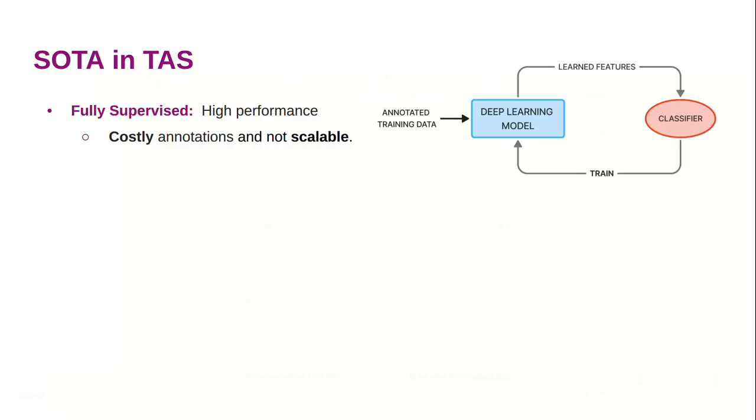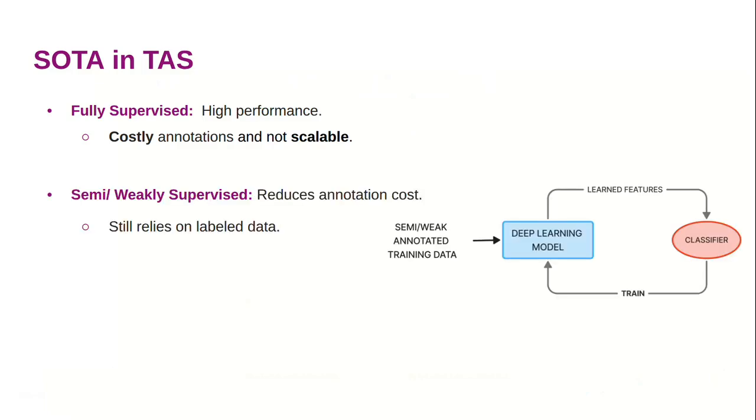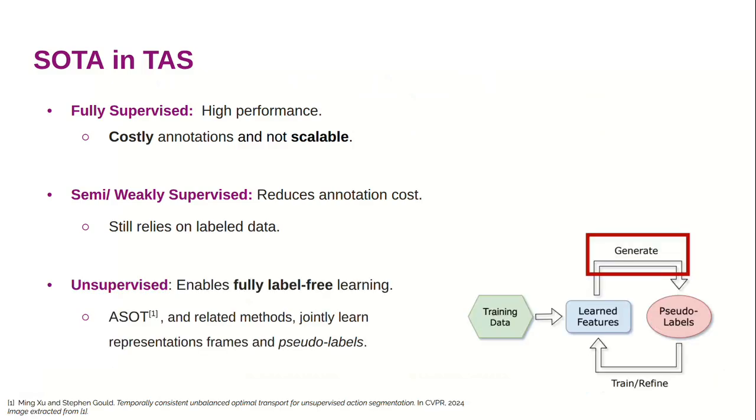The task has typically been addressed in a fully supervised fashion, which achieves the best performance, but it requires manual frame-level annotations, which are extremely expensive to obtain and make the methods not scalable. More recently, weakly or semi-supervised approaches have reduced the annotation cost, but they still depend on some labeled data. In contrast, unsupervised methods, like ours, are completely label-free. The latest methods usually jointly learn frame representations and pseudo-labels simultaneously. A recent example is ASOT from CVPR 2024, which uses optimal transport to align frames and actions.